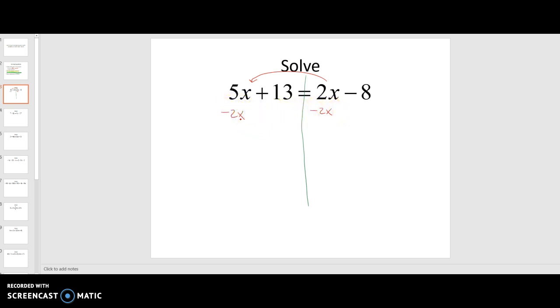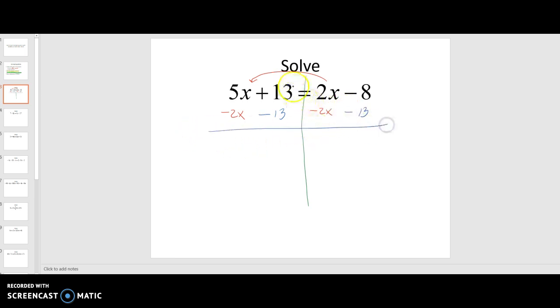to make sure I line it up under its like term. Next, I'm going to go ahead and move the 13 over to the right side. This is what we call a constant. There's no variable linked to it. So how do I get rid of the 13? I subtract it. And what's the like term on the right side that I can line it up under? The minus 8.